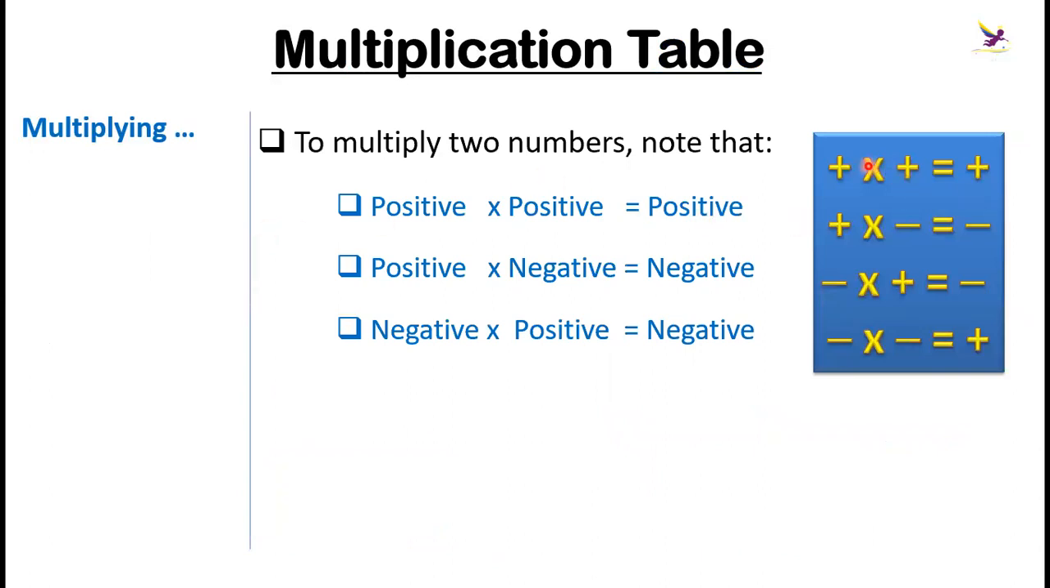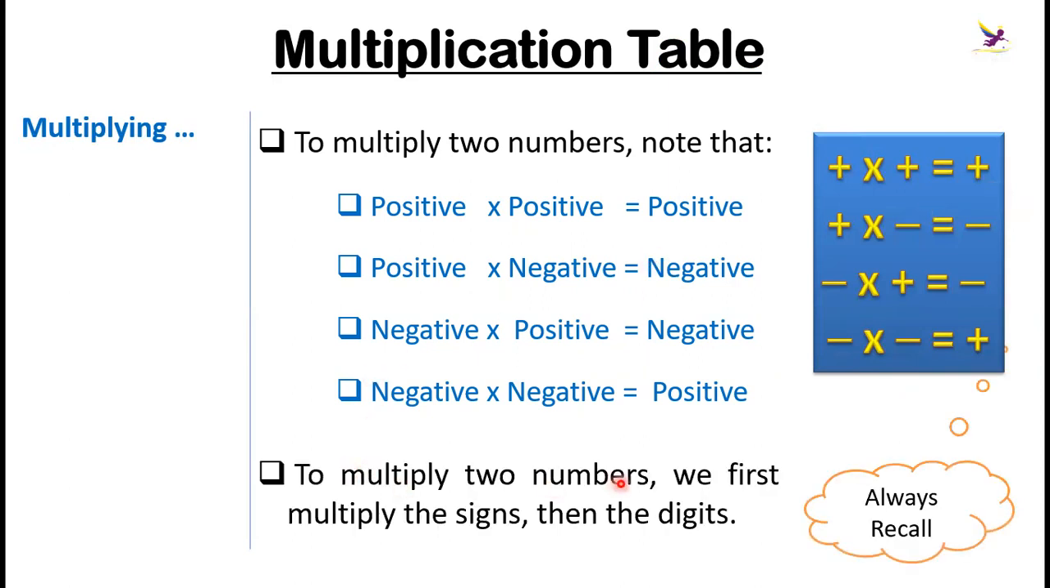Recall the multiplication table. A positive number times a positive number is a positive number. Positive number times negative number is a negative number. Negative number times positive number is negative. And negative times negative is positive. So we can use these shortcuts: same sign times same sign is always positive. When the signs are the same and you're multiplying, the result is always positive. Can you see? So negative times negative is positive, and positive times positive is positive.